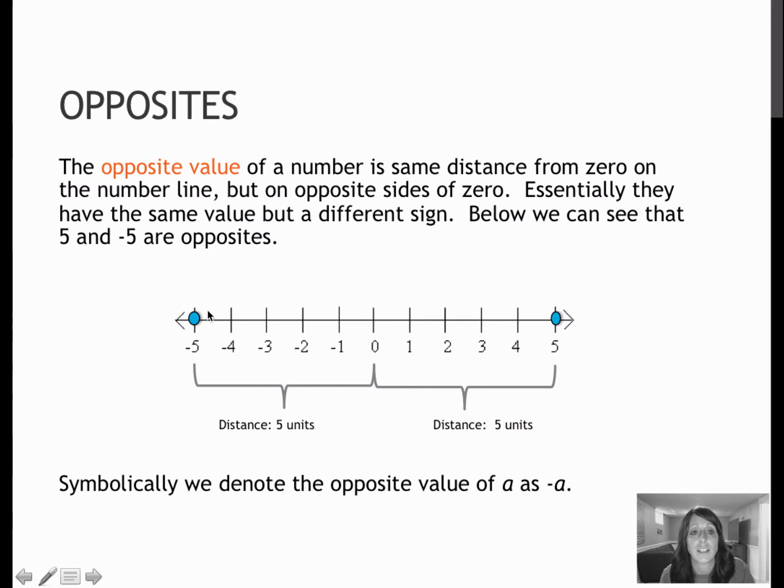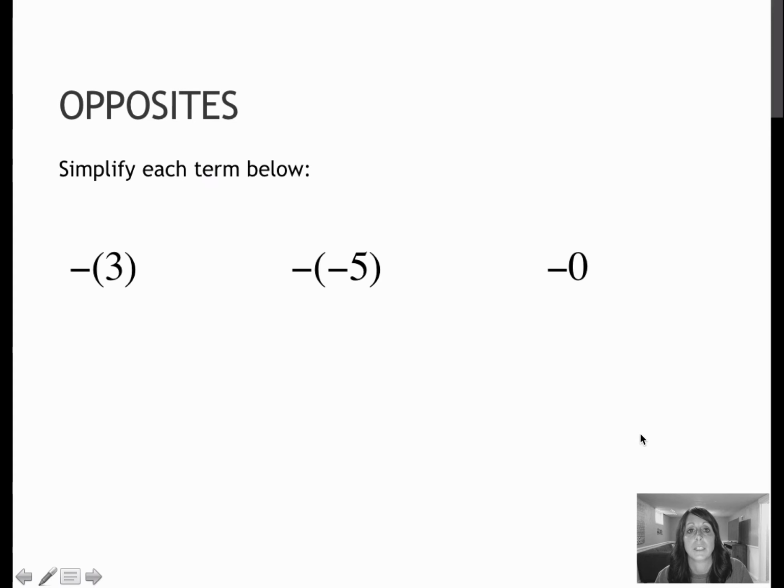So for instance, this value of A at -5, the opposite of -5 is point B at +5. These two are opposites. They're the same distance from 0, but they have the opposite sign, so they're on opposite sides of 0. So note down here, to denote the opposite value of A, we would just put a negative in front of it to tell us to change the sign.